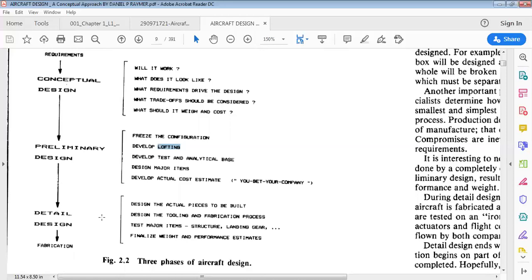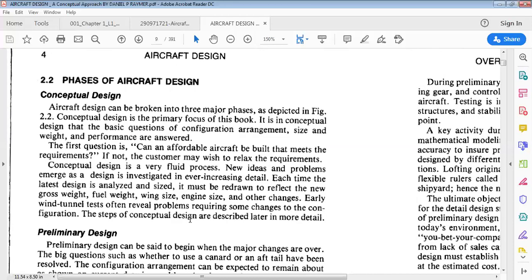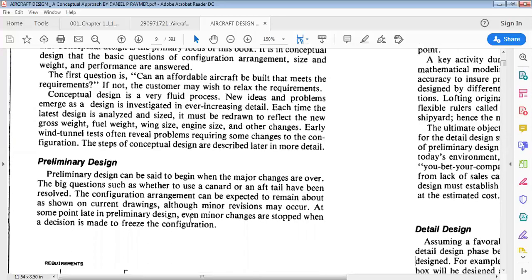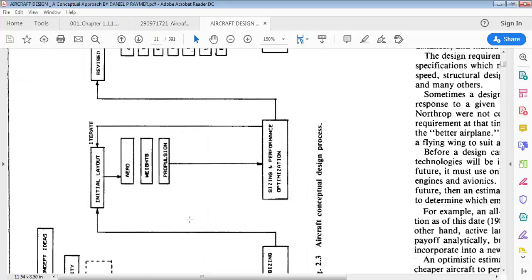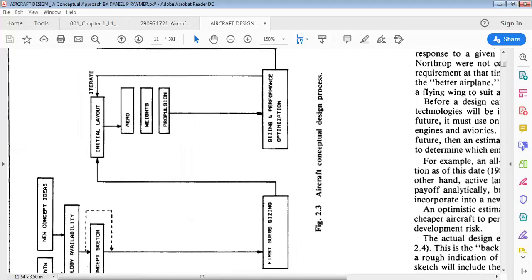This is the phases of an aircraft design. Please make a note of it: requirements, conceptual design, preliminary design, detailed design, and fabrication. Clear? So these are called the phases of an aircraft design. Clear? There are three main phases of an aircraft design: conceptual, preliminary, and detailed, going from requirements to fabrication. Okay. So next, you will look here at how the aircraft conceptual design process goes.